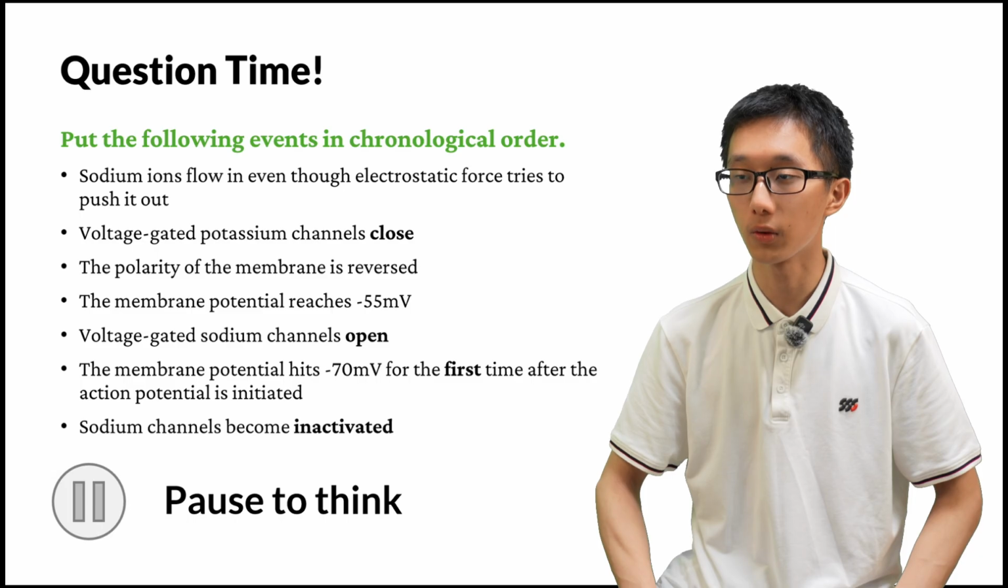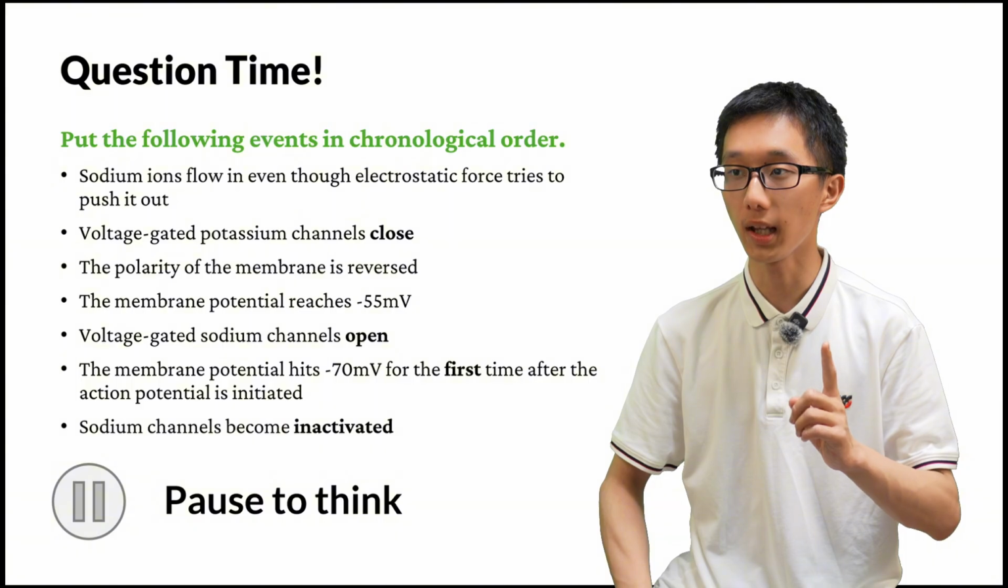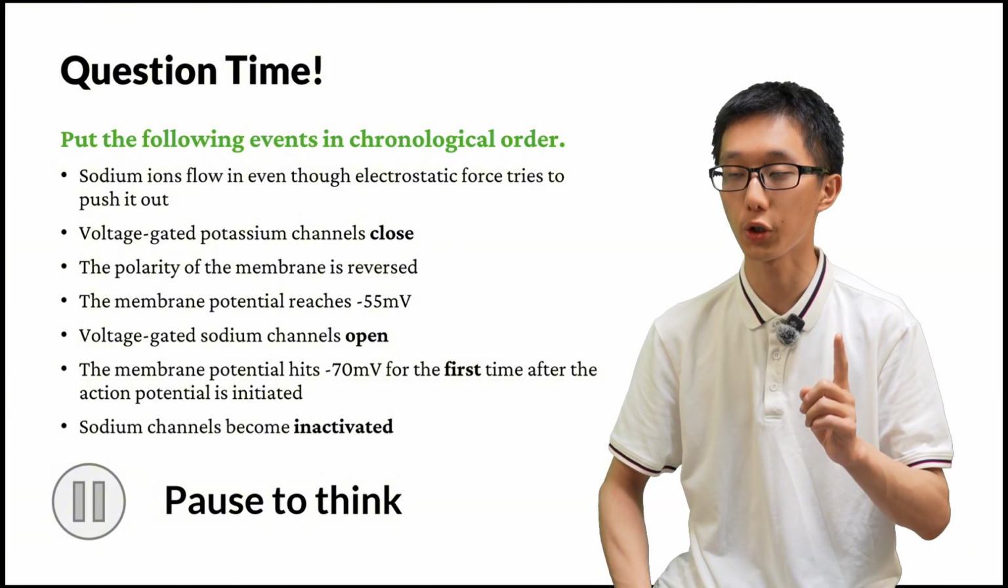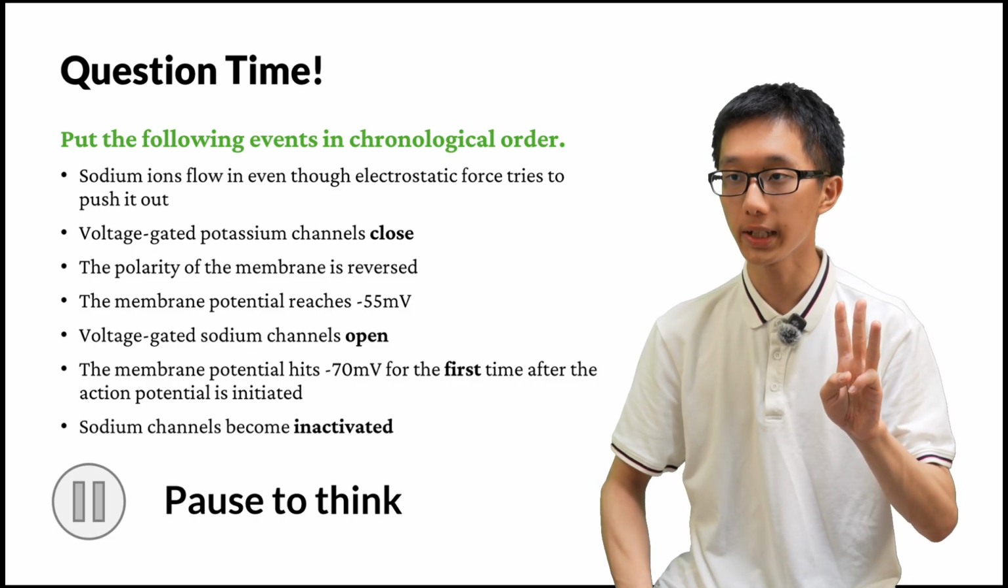Now it's time for a review of the whole process of the action potential. Please try to put the following events in chronological order. Some of them are a little bit tricky and I have put them in bold font. Event 1. Sodium ions flow in even though electrostatic force tries to push it out. 2. Voltage-gated potassium channels close. 3. The polarity of the membrane is reversed.